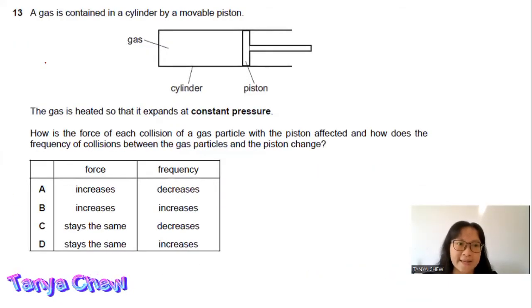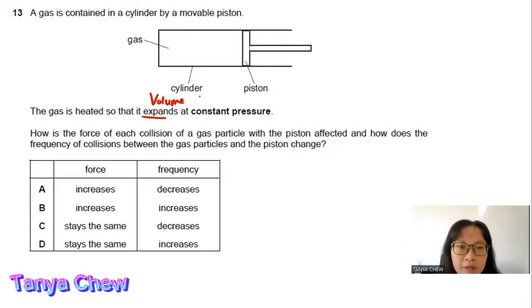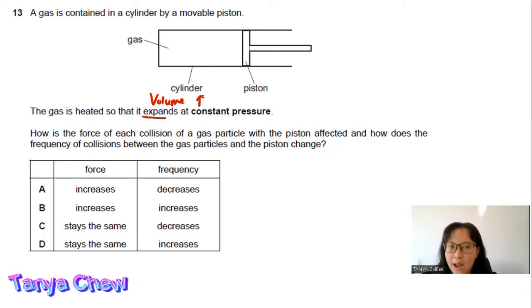Question number 13, a gas is contained in a cylinder by a movable piston. The gas is heated so that it expands at constant pressure. Expands means volume increases. How is the force of each collision of the gas particle with the piston affected, and how does the frequency of collisions between the gas particles and piston change? I would say that when the volume increases, the gas particles have more space to move about.